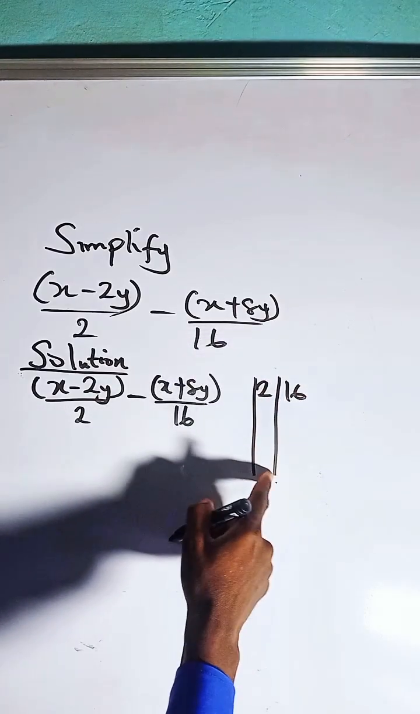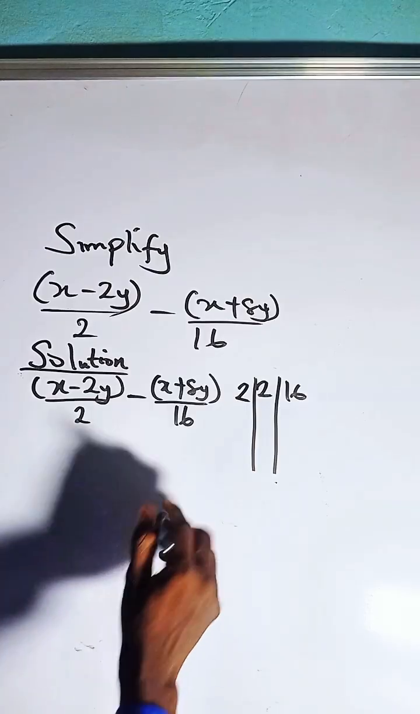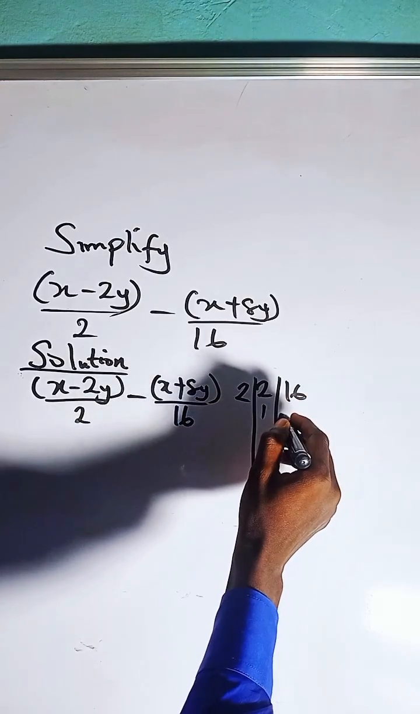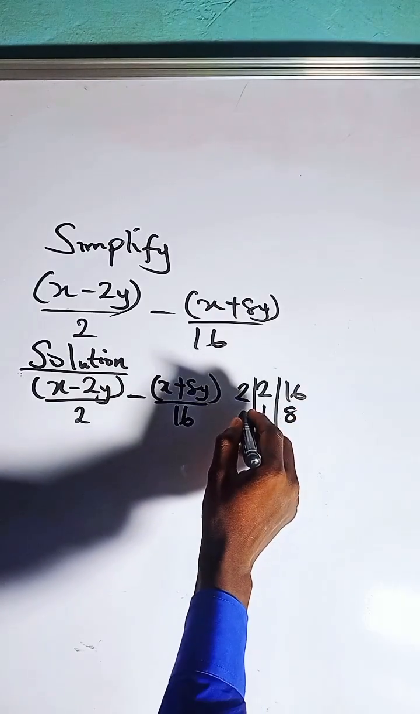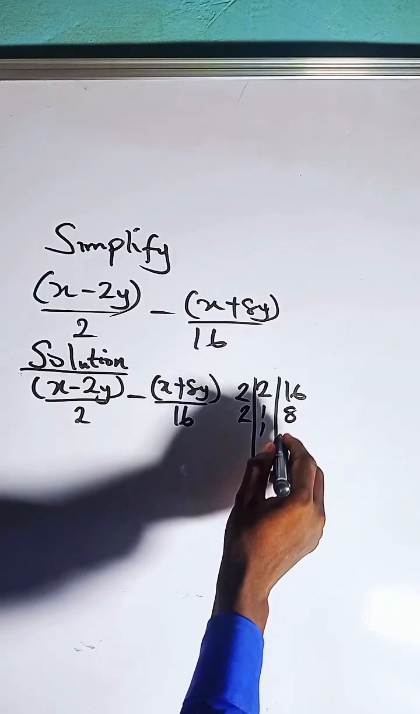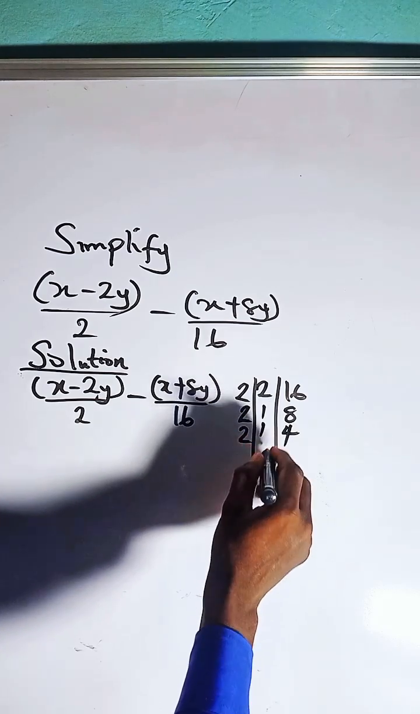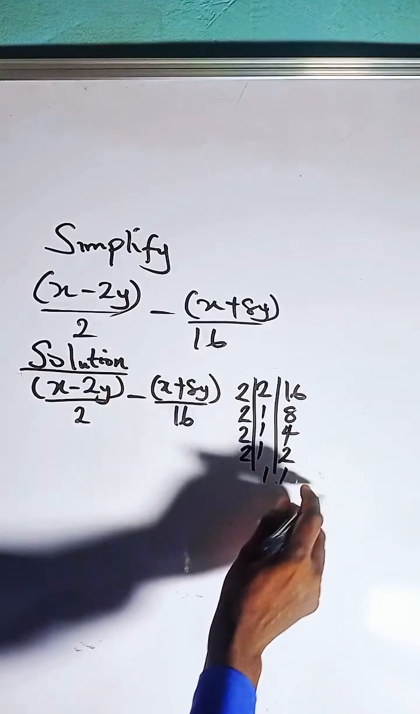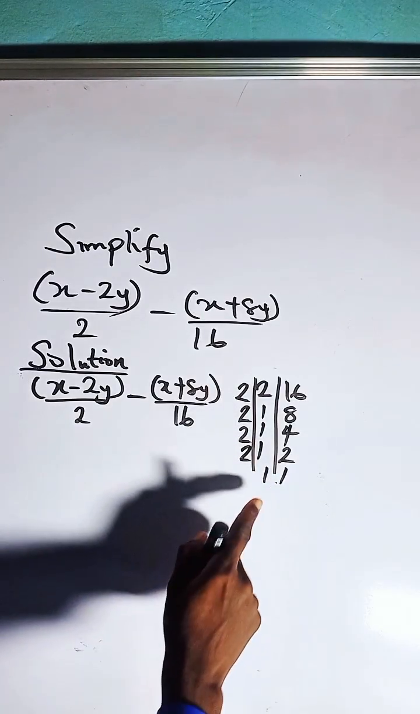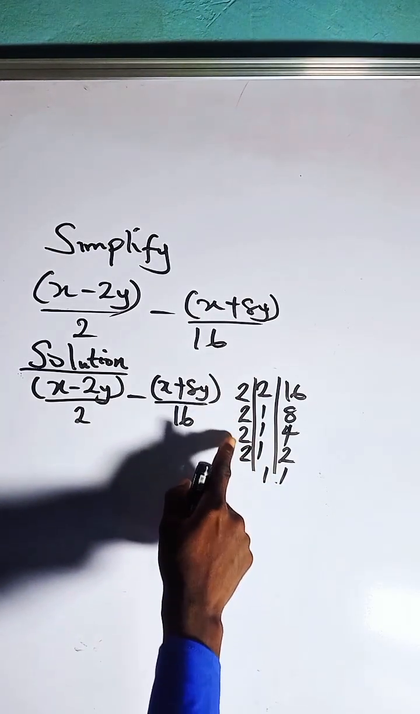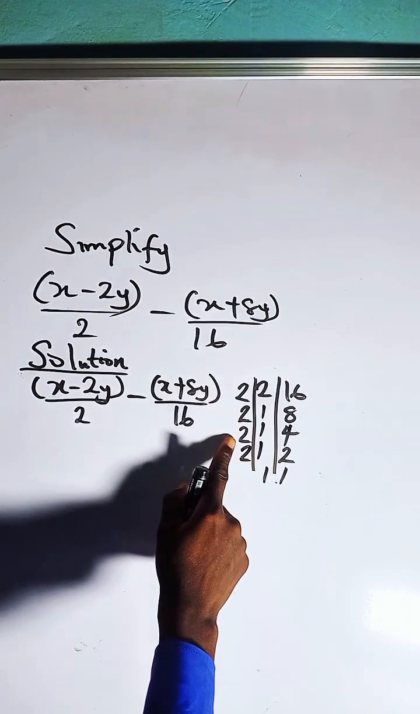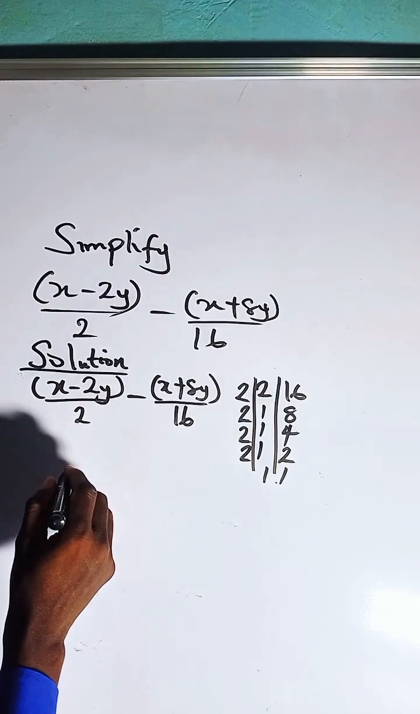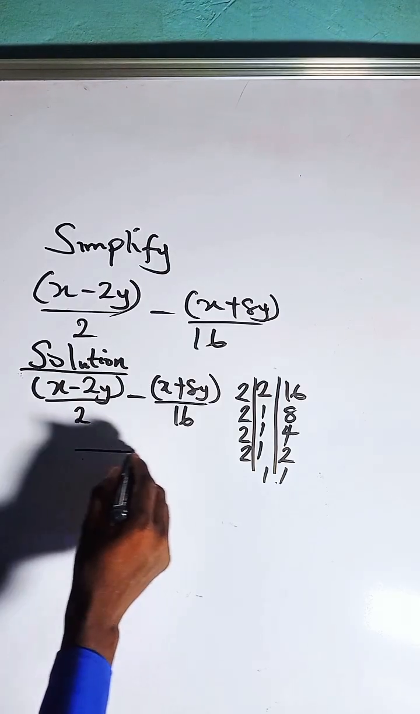To get the LCM, let's start with 2. Since 2 is a prime number, we divide by it: 2 gives 1, and 16 gives 8. We can still reduce with 2: 1 and 4. Then 2 and 1, then 1 and 1. So we have reduced this to 1, 1. Now let's multiply all these factors: 2 times 2 is 4, 4 times 2 is 8, 8 times 2 is 16. So the least common denominator is 16.